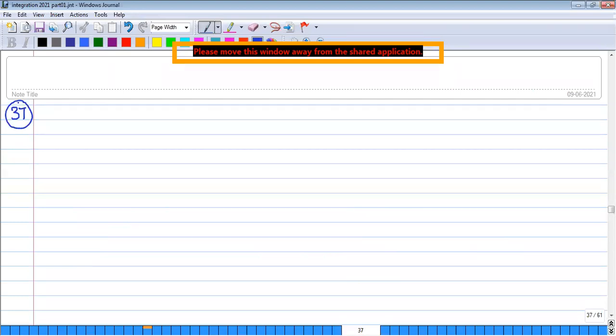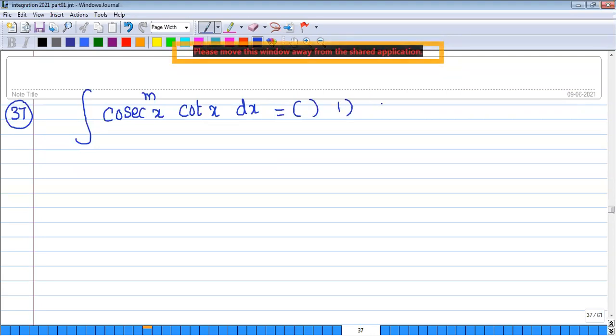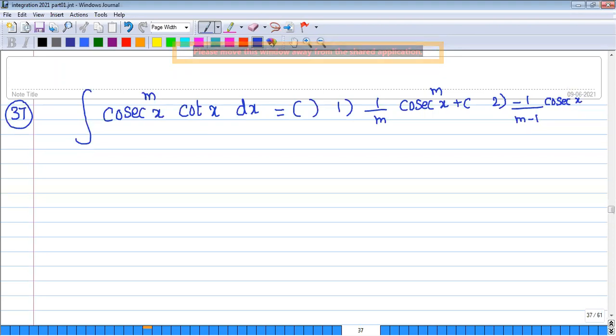Thirty-seventh question. Integral cosecant x whole to the power of m, cot x dx equals, first option, 1 by m times cosecant x to the power of m plus constant of integration. Second, minus 1 upon (m minus 1) cosecant x to the power of m plus c.